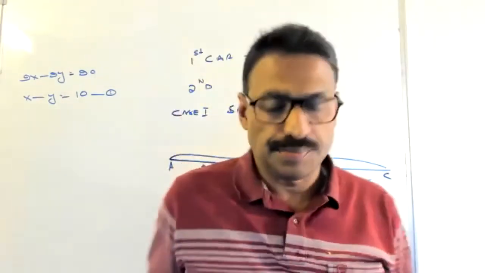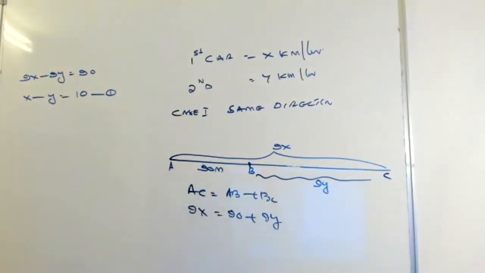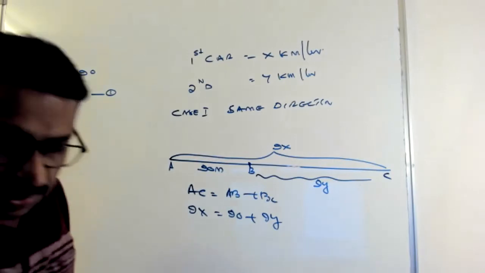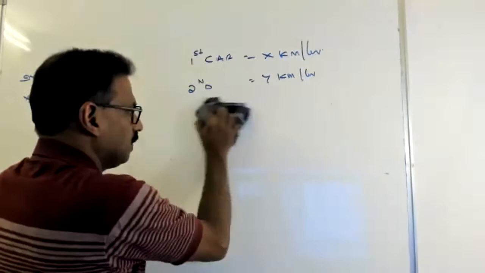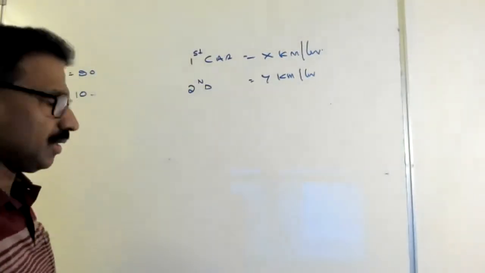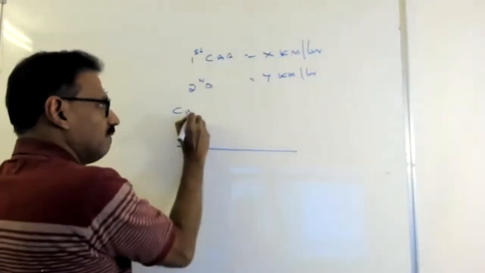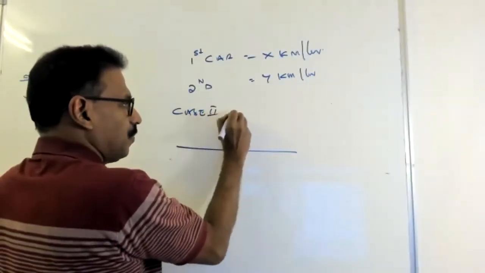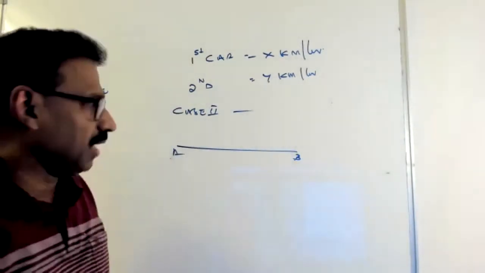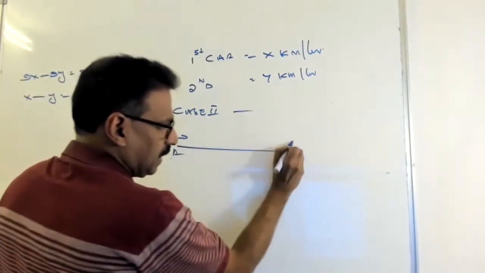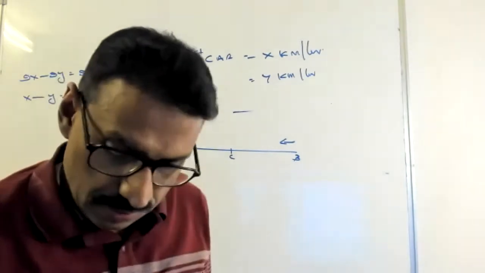Okay, look, here, now case one is clear, now case two, another figure only. Case two is what? They are in opposite directions, right? So you write case two, opposite direction, A here, B here. The first car starts from here, second car starts from here. They will meet here only. Correct or no?